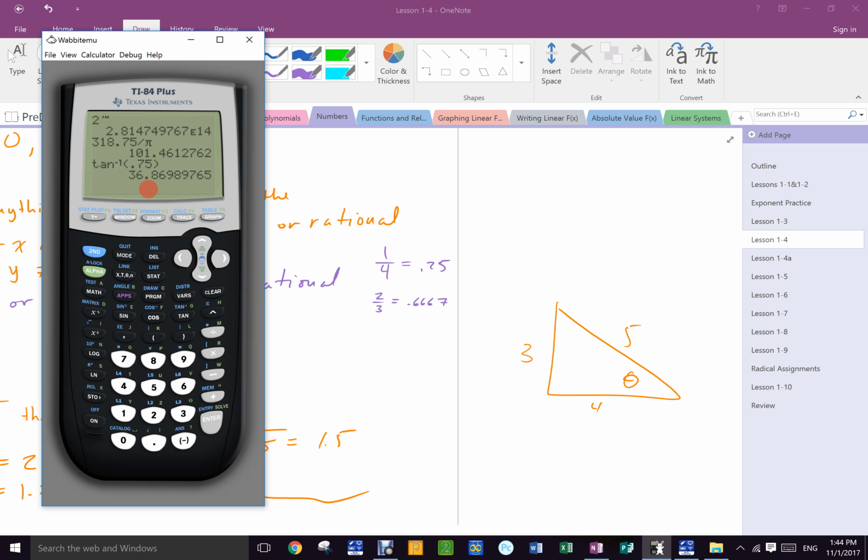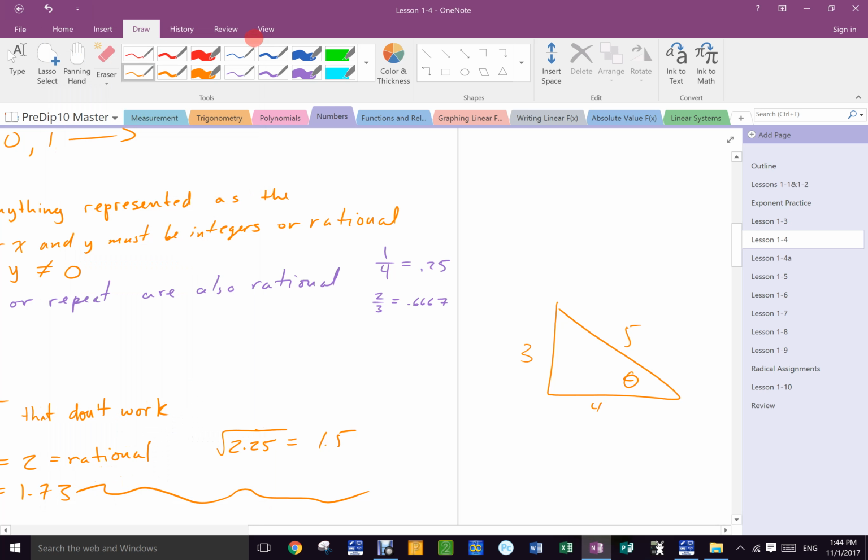Okay, and by the same token, if I do tan 37, which is what I would round that off to, I indeed do not get 0.75. Everybody good? All right. So we're all cool with irrationals and rationals? Awesome.